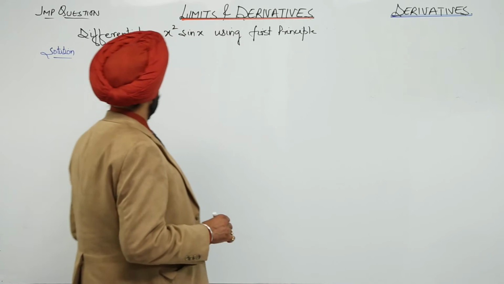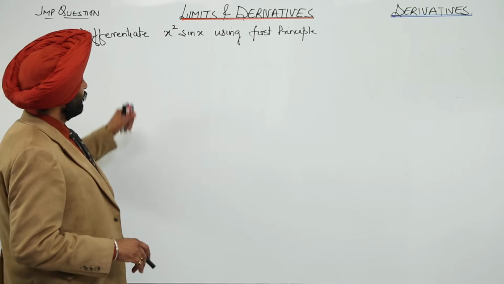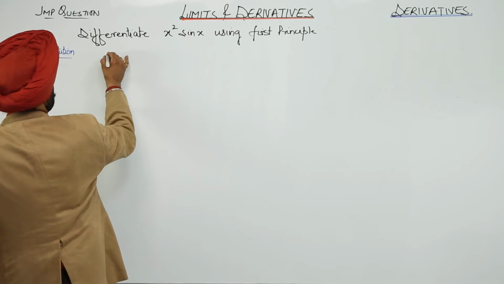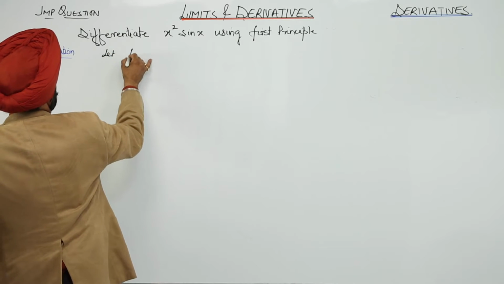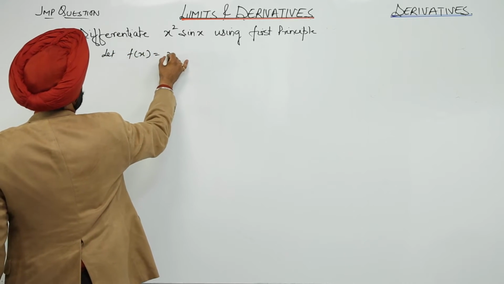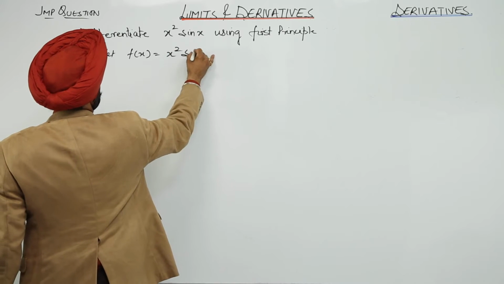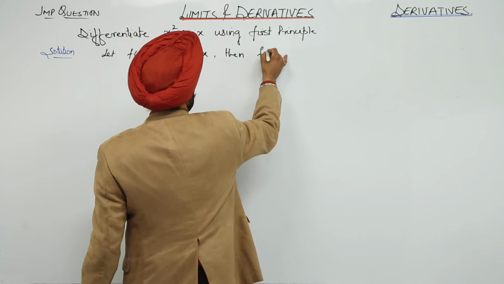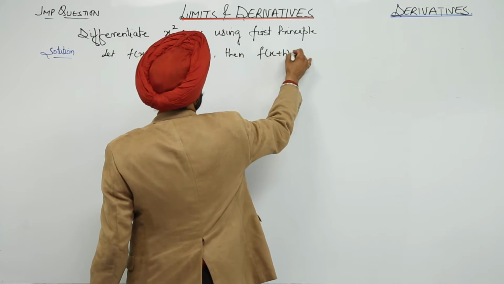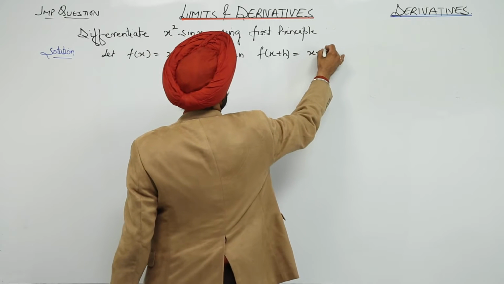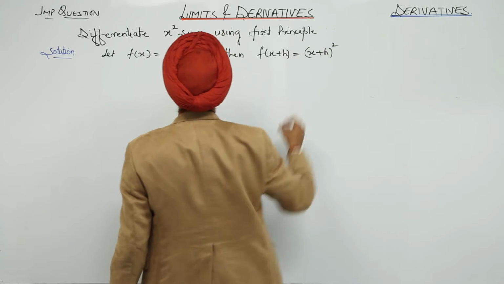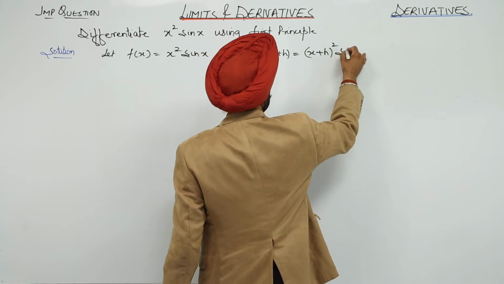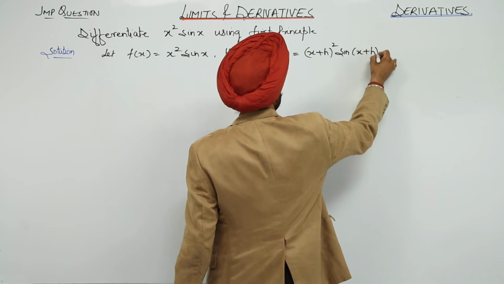Now let's differentiate x square sin x using first principle. Let f(x) is equal to x square sin x, then f(x plus h) is equal to x plus h whole square, because it is x square, and then sin x plus h.